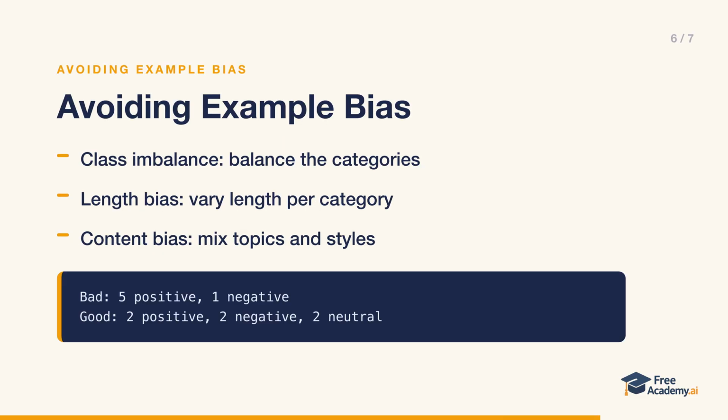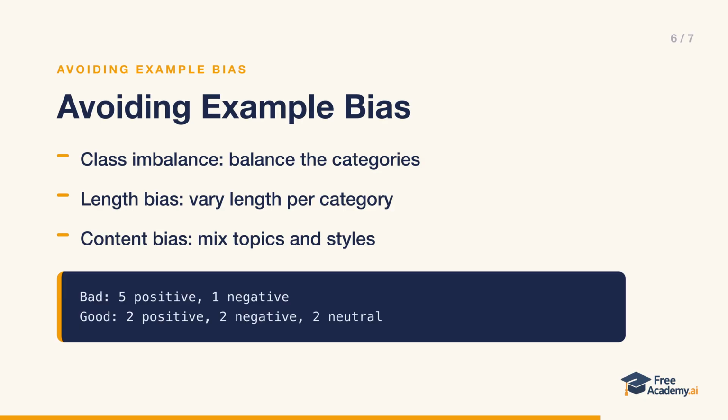Even good examples can carry hidden bias, and the model will happily learn the wrong thing. Watch for 3 traps. Class imbalance. 5 positive and 1 negative skews the model toward positive. Balance it, like 2 positive, 2 negative, 2 neutral. Length bias. If all your short inputs are category A and all your long inputs are category B, the model learns length, not meaning. So vary length across every category.